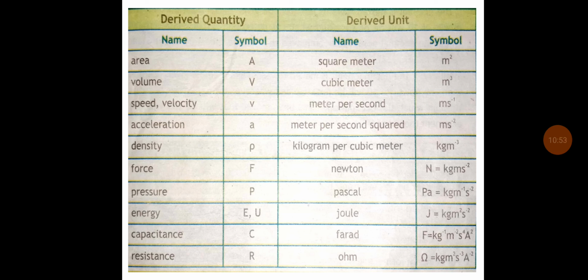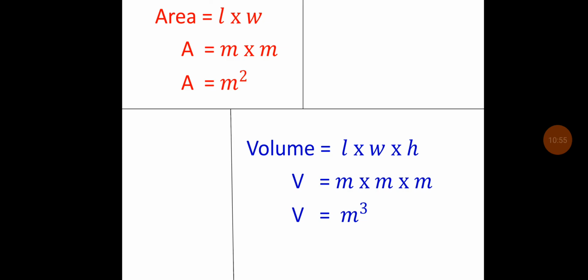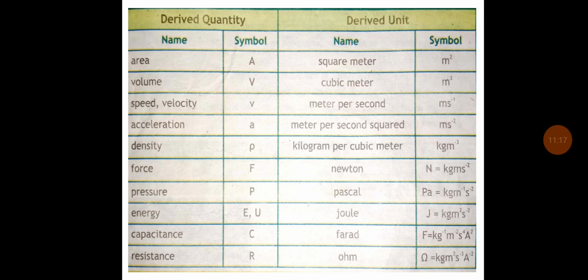Now how will I obtain this meter cube? Volume has the formula, product of three lengths: length into width into height. These are also lengths. The unit for length is meter, the unit for width is meter, the unit for height is meter. So m into m into m will be m cube. So the unit for volume is meter cube. In this table you can easily see meter cube or cubic meter.